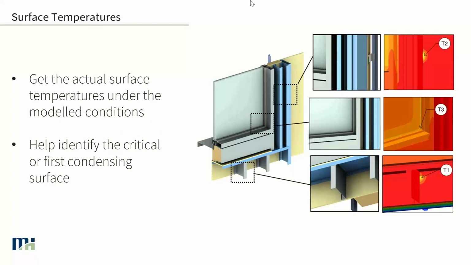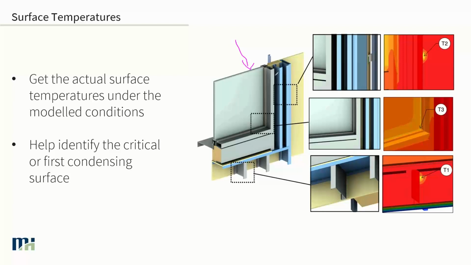So where are our coldest temperatures that are occurring on our window? That'll give us an idea of where we need to focus in, or where we need to pay attention to the most in order to give a better assessment of the overall performance of the system.